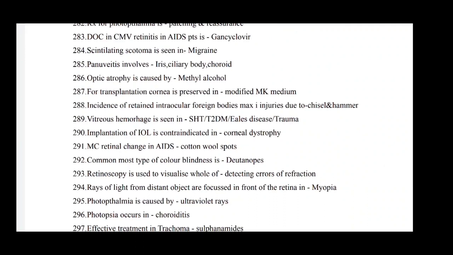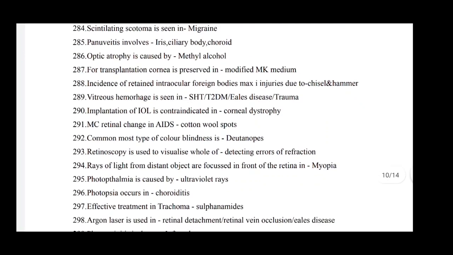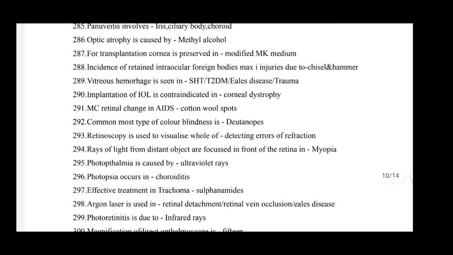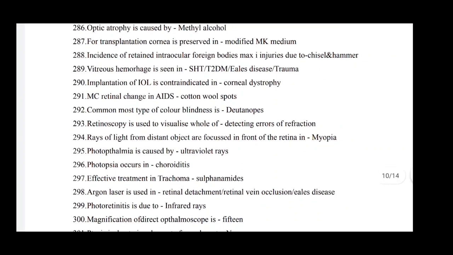Retinoscopy is used for detecting error of refraction. Rays of light from a distant object focused in front of the retina is myopia. Photophthalmia is caused by ultraviolet rays. Photopsia occurs in choroiditis. Effective treatment in trachoma is sulfonamide. Argon laser is used in retinal detachment, retinal vein occlusion, Eales disease. Photoretinitis is due to infrared rays.